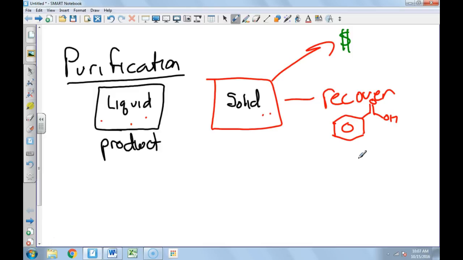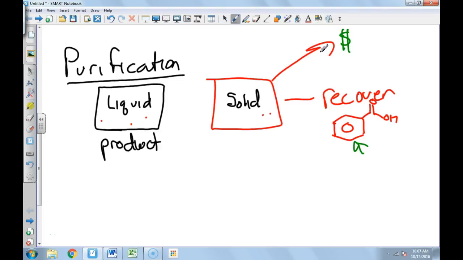Or even not a money thing, maybe it's a time thing. Maybe this thing took weeks to make, and we want to make sure that we recover it because we don't want to have to spend weeks making more in case our reaction goes bad or we use the wrong reaction conditions. So that's the real world thing.